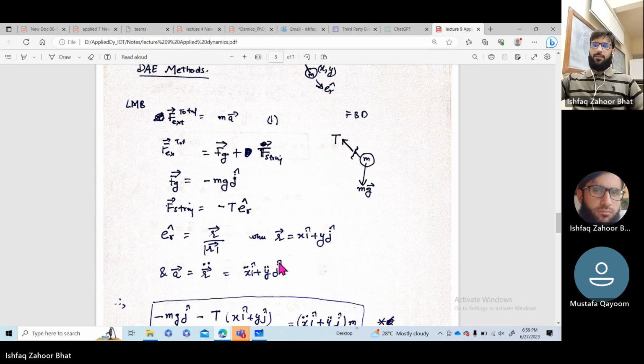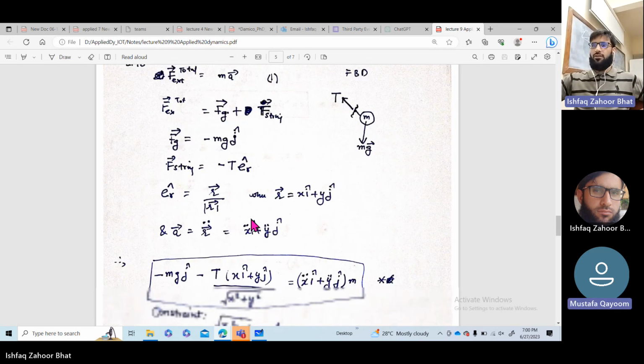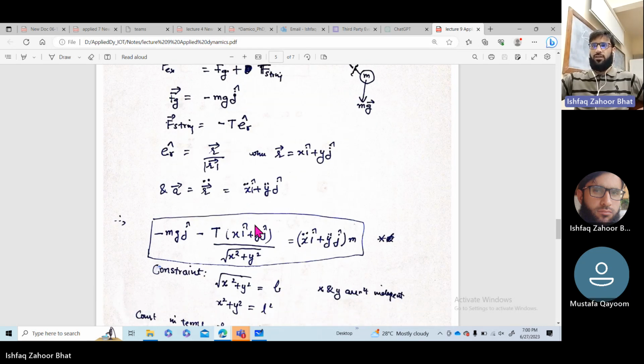So there will be no derivative of i and j. But if you try to differentiate the e_r cap, there will be a derivative, okay? But I am not doing it here and we don't require it at this time. I am just informing you that if you try to differentiate this, don't think that when we differentiate a unit vector, it is always zero. If a unit vector is a constant vector, then its derivative is zero, but unit vectors are not always constant vectors.